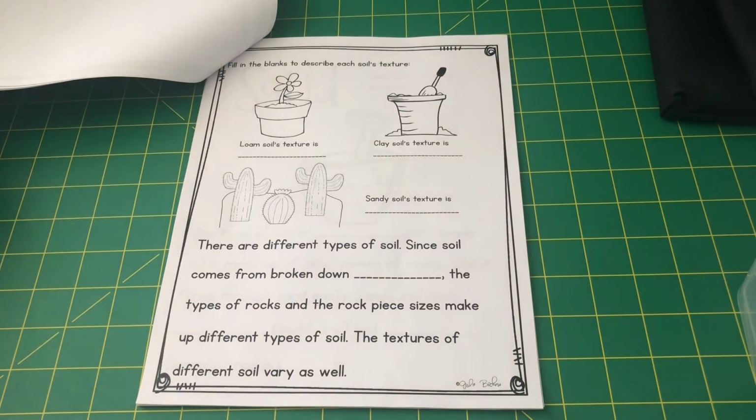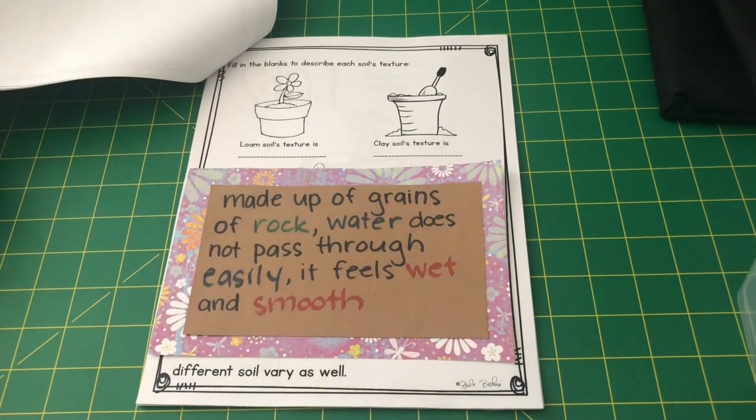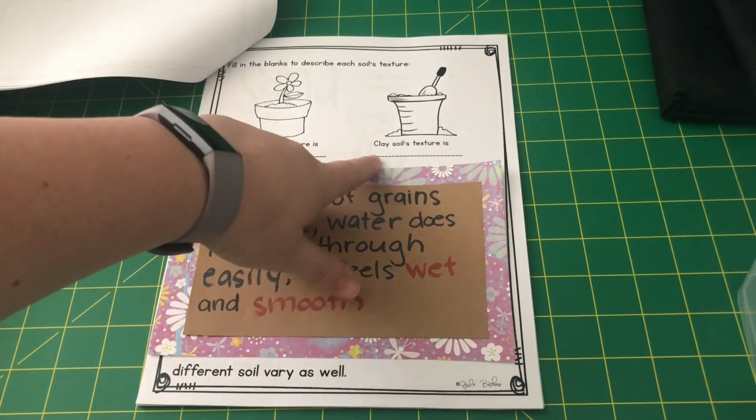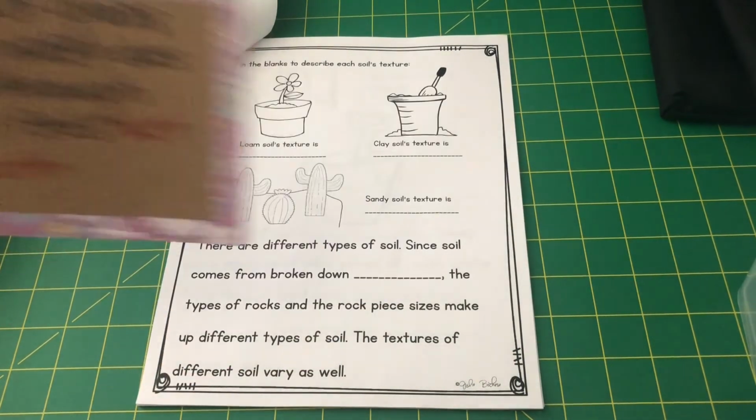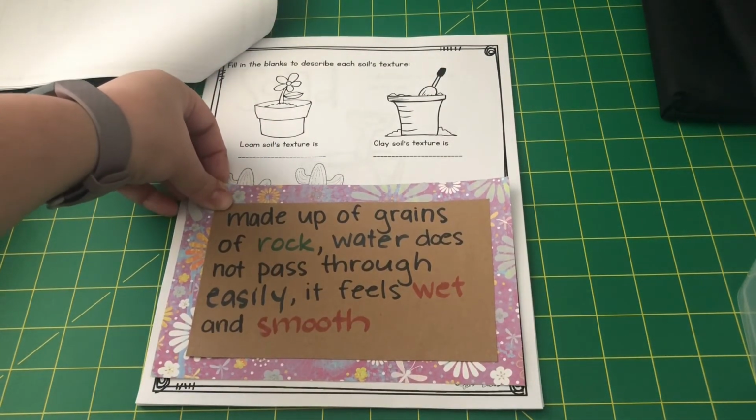The next one says clay's soil texture is blank. Here's the vocab card for clay soil. We're going to read it. Made up of grains of rock, water does not pass through easily. It feels wet and smooth. So right here, we're going to fill in, what does clay soil feel like? Go ahead and pause the video and fill in your blank.